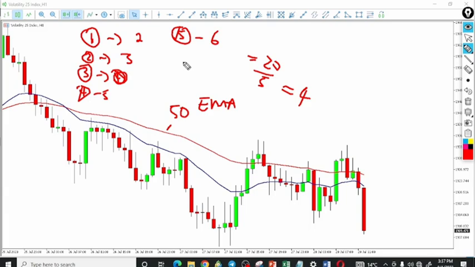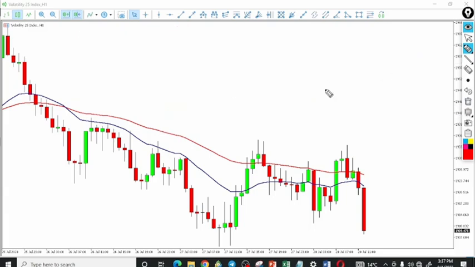So don't confuse with this. You don't even need to really get it, but you just want to know that the bigger the period, the further the moving average is gonna be from the candles, right?